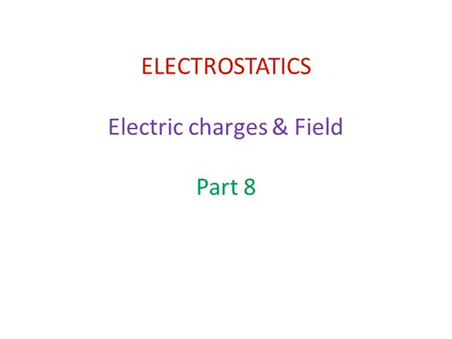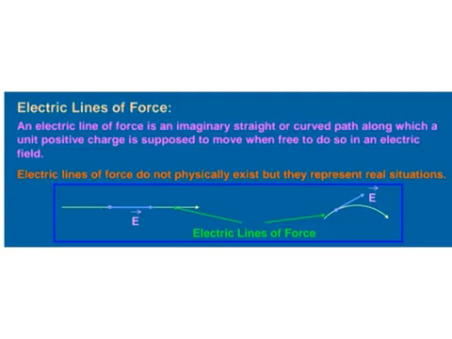Hello students, in this part we will study electric field lines for different charge systems and the properties of electric lines of force. An electric line of force may be defined as the curve along which a small positive charge would tend to move when free to do so in an electric field, and the tangent to which at any point gives the direction of electric field at that point.